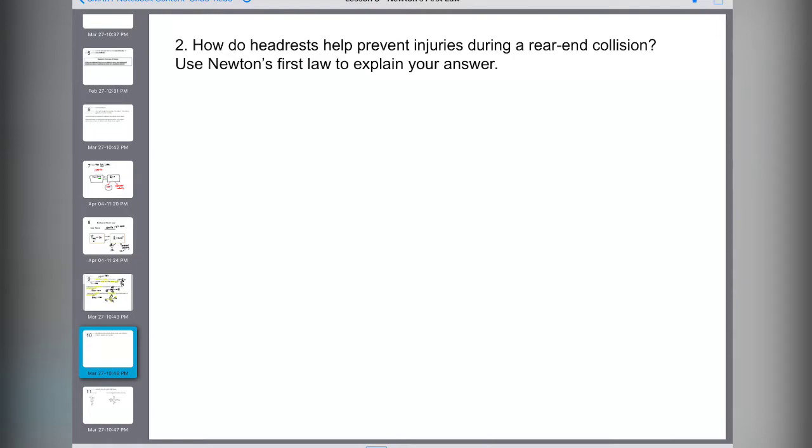Question number 2. How do headrests prevent injury during a rear end collision? Every time you're dealing with questions that involve explaining, the first thing I would suggest is to quote the law. It didn't really say if the car is moving or not, so at this point I'm just going to assume that the car was not moving. So the first thing I would say is state the first law. According to Newton's first law, an object at rest stays at rest. Where does that lead us? I'm just going to write this out.